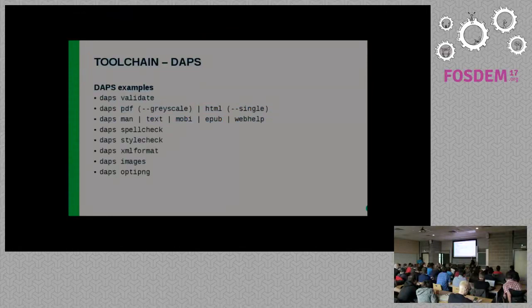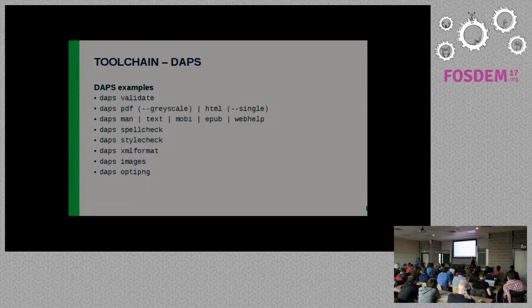It's running in the background, and you have one front end which you can use to do all kinds of commands. The simplest thing is DAPS validate. You want to know if your output is valid. If you want to generate a PDF file, you just type DAPS PDF. You can see that Make is running in the back because those are actually the targets for Make, PDF, HTML. Then you can also pass options like grayscale PDF or HTML single, otherwise you get a chunk of files.